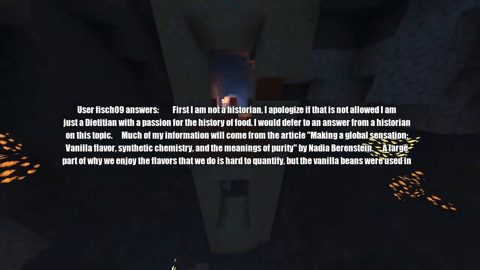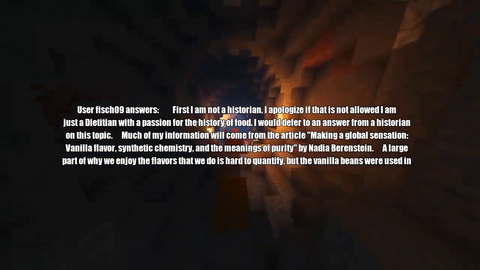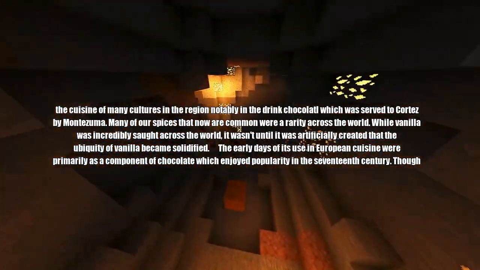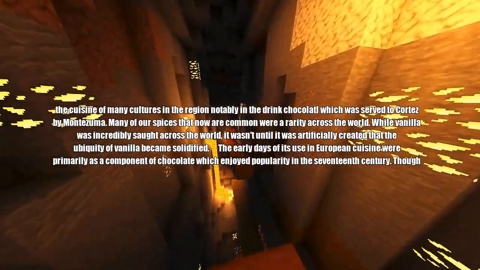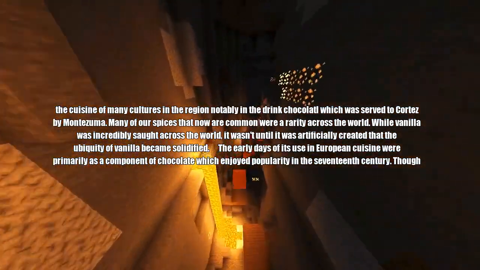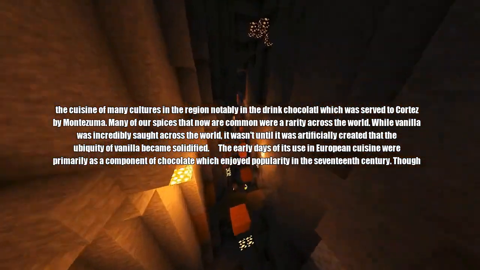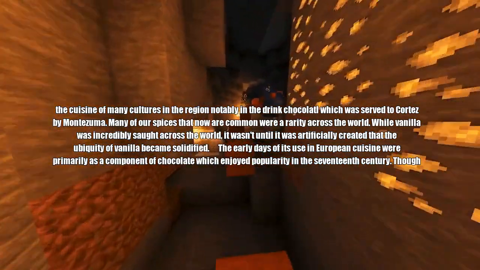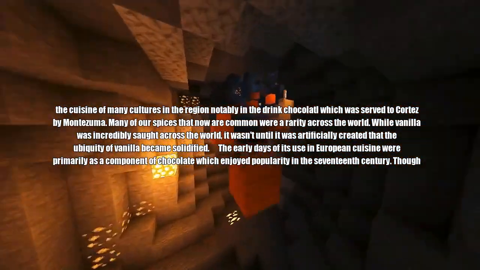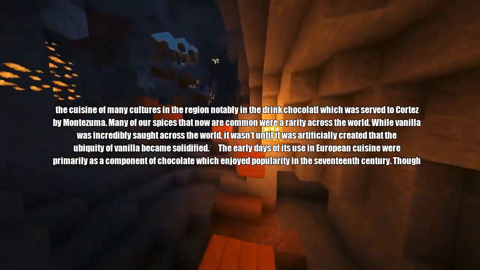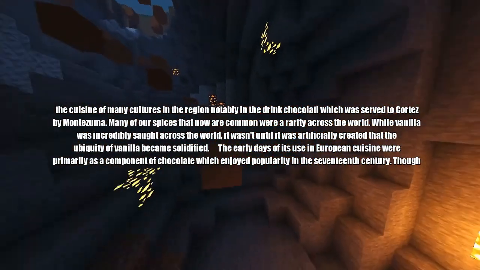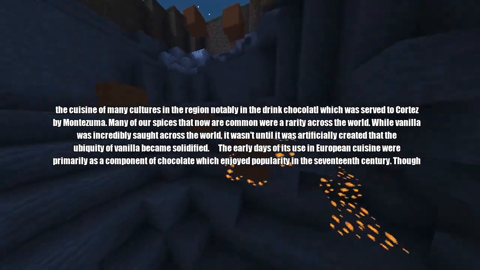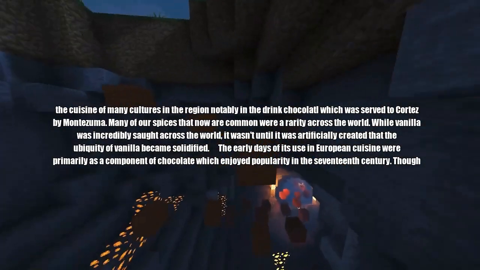A large part of why we enjoy the flavors that we do is hard to quantify, but the vanilla beans were used in the cuisine of many cultures in the region, notably in the drink chocolate which was served to Cortez by Montezuma. Many of our spices that now are common were a rarity across the world. While vanilla was incredibly sought after across the world, it wasn't until it was artificially created that the ubiquity of vanilla became solidified. The early days of its use in European cuisine were primarily as a component of chocolate, which enjoyed popularity in the 17th century.